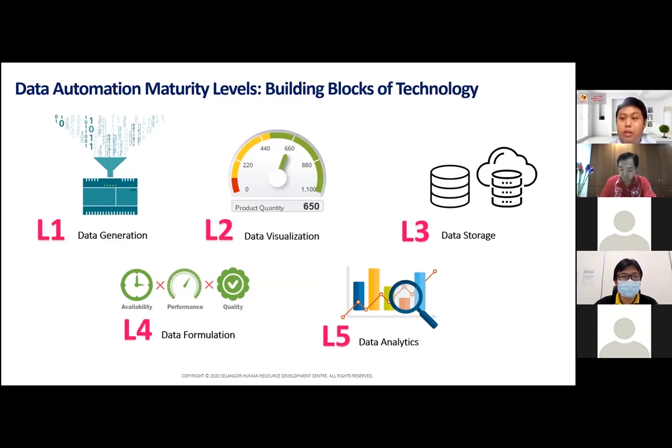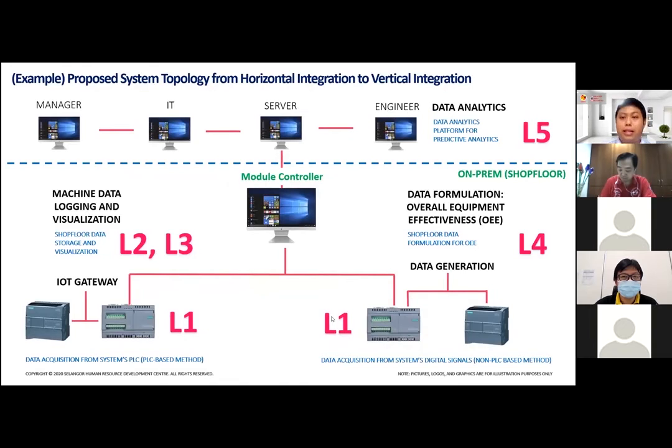Then you talk about formulation, where you want to create valuable insight for your production, like OEE. Only then do we talk about analytics. What is your predictive capacity and what is your prescriptive capacity through a data analytics strategy? So when you look at the entire production system, we always start off with the ground level, level 1. Collect data from your machine first.